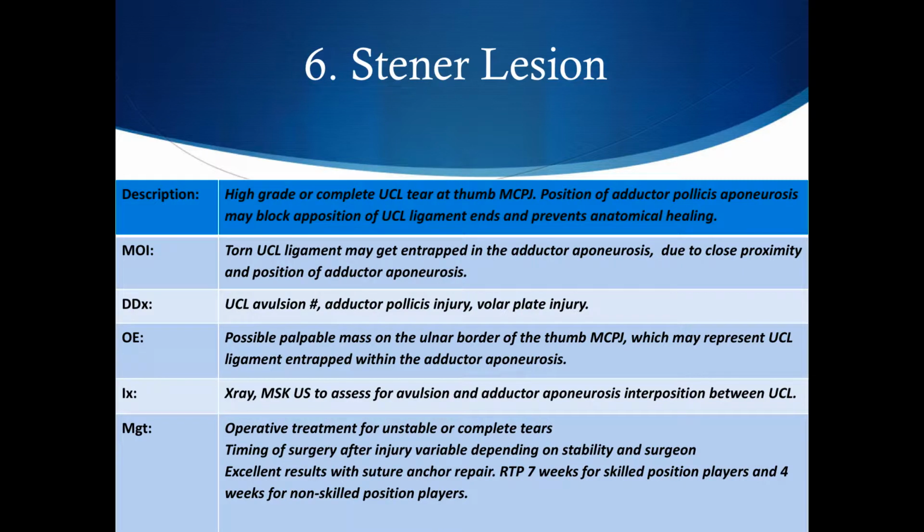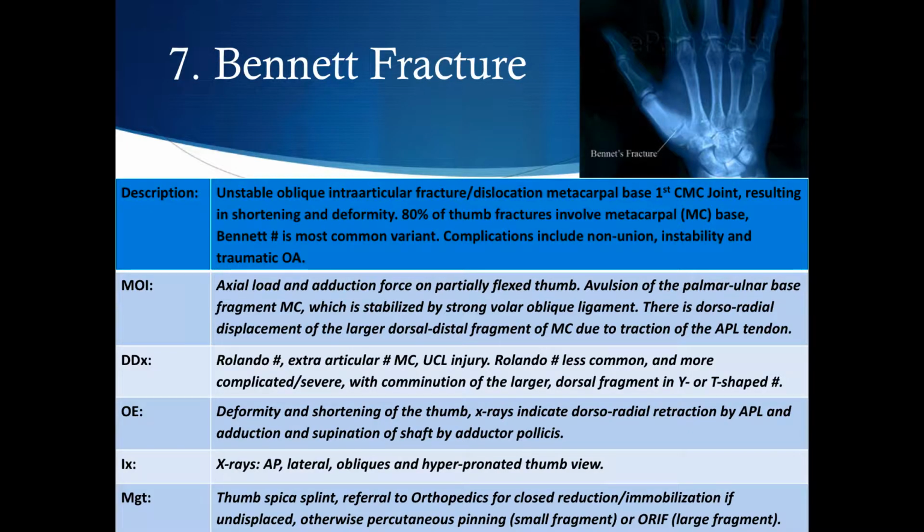We have completed the conditions that are listed in the soft tissue injuries section of the lecture, and we'll now move on to bone and joint injuries. We'll start with a Bennett fracture. A Bennett fracture is an unstable oblique intra-articular fracture dislocation involving the first CMC joint and is located at the metacarpal base. This results in shortening and deformity.